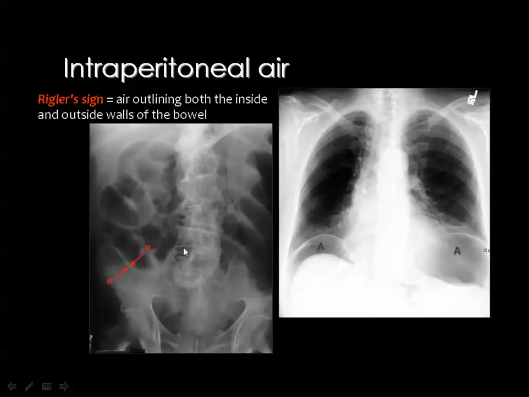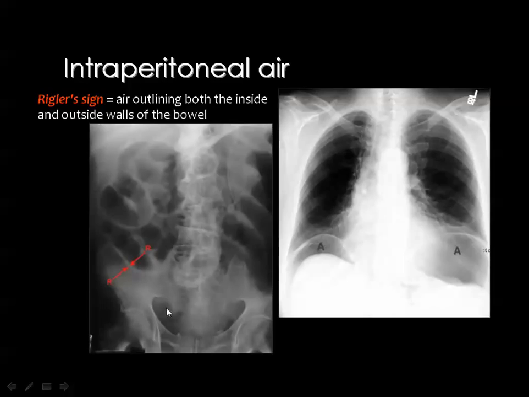And the Rigler sign means that you can easily identify by the plain film the wall of the intestine. And if you can see the wall of the intestine, you know that there should be some air outside the lumen together with the air normally present in the lumen. Then you can see the wall of the bowel. But usually you can only see the gas within the bowel loop, but you cannot see the actual wall.